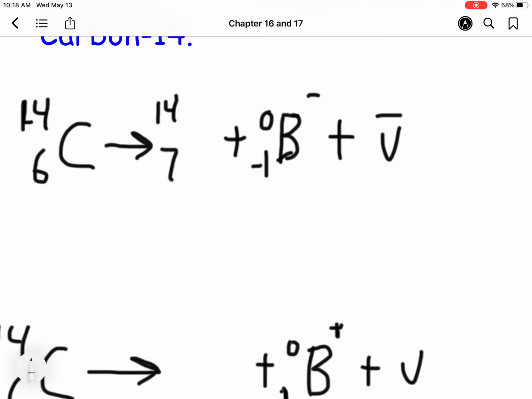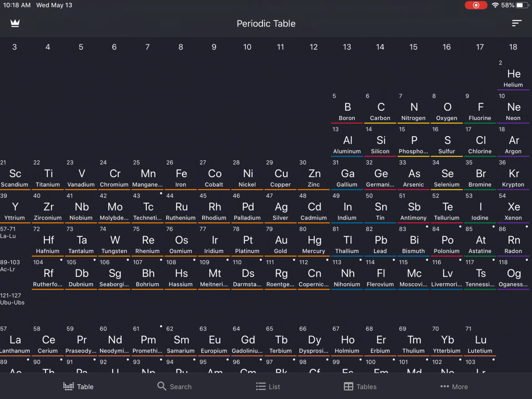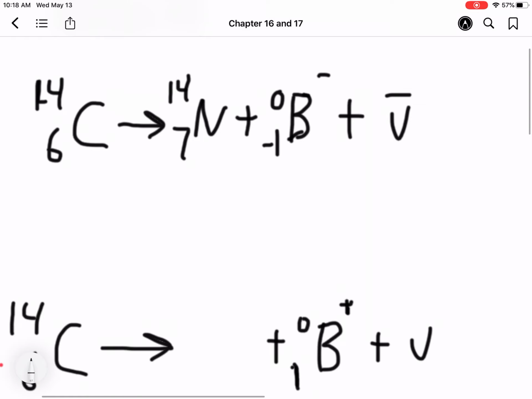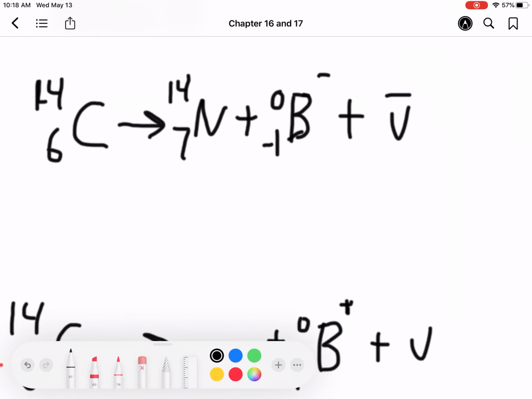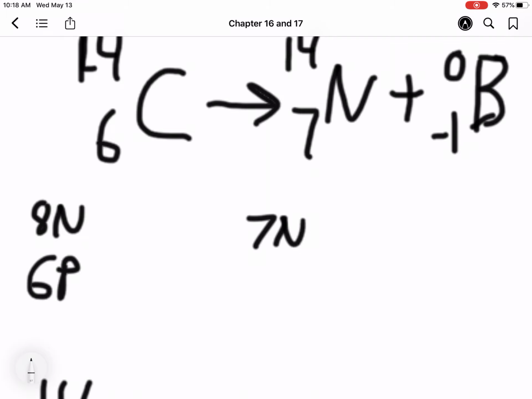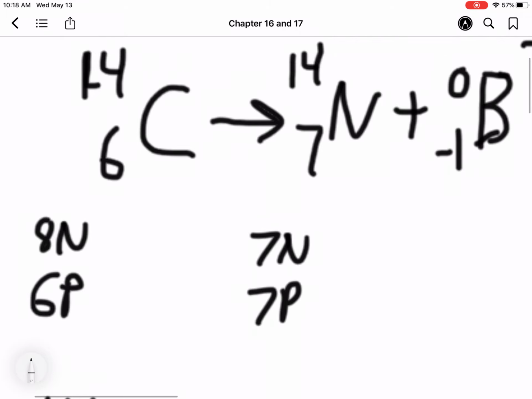Since it becomes 7, I can go back to my periodic table and look, it's no longer carbon. It is now nitrogen because I've gone up 1 from 6 to 7, right? So now it is nitrogen. All right. And what that means is that 1 neutron turned into a proton, right? Because if you think about it, I still have 14. If we think about this as far as neutrons and protons, this one is 8 neutrons, 6 protons, and this is 7 neutrons and 7 protons, which means that we had a neutron turn into a proton.